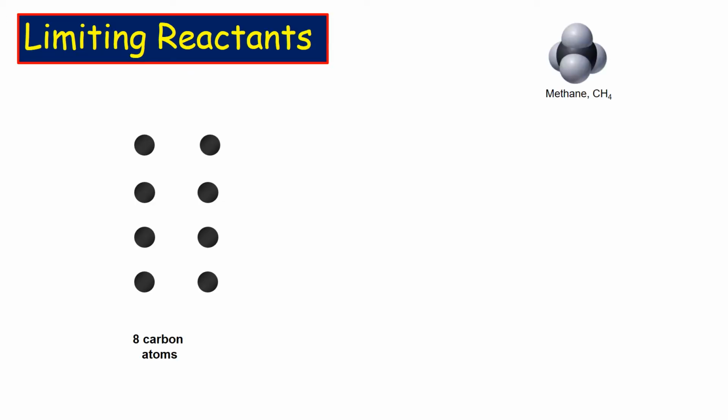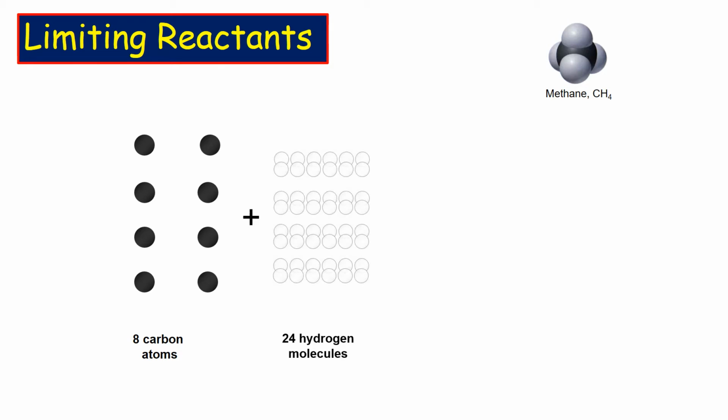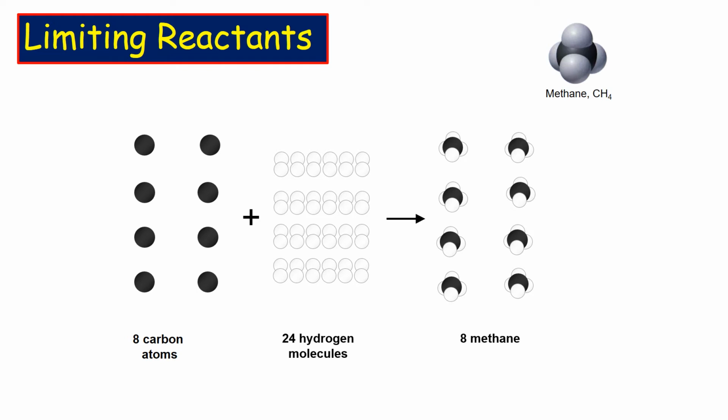So let's add some chemical examples now. We have some carbon here, and we're going to react it with some hydrogen, and we're going to make some methane. So I've got 8 carbons, and I've got 24 hydrogen molecules here. So we've got 48 hydrogen atoms, if I separate them out. If they react together to make methane, I can make 8 methane molecules, and I'm going to be left with an excess of 16 hydrogen atoms. So in this reaction, my limiting reactant is the carbon. That is controlling how much product I can make.